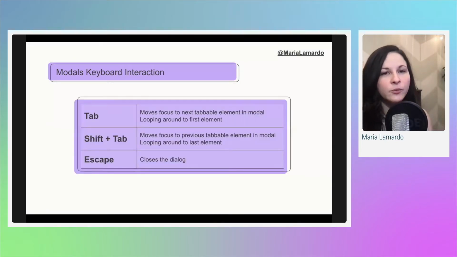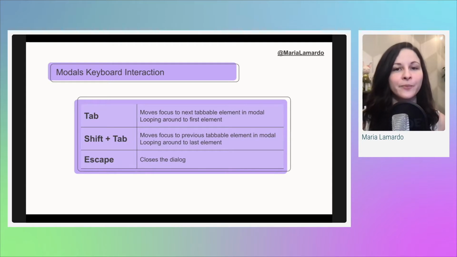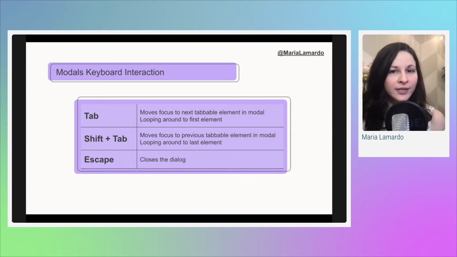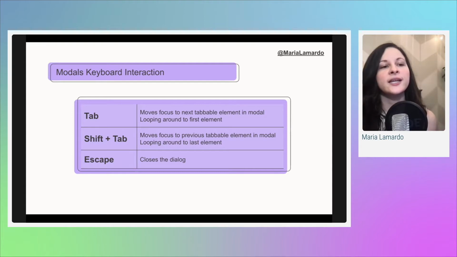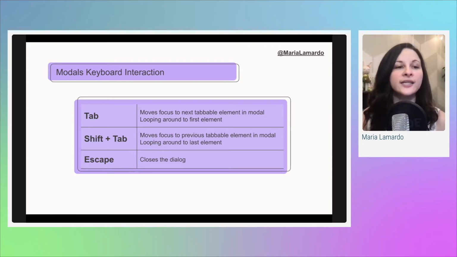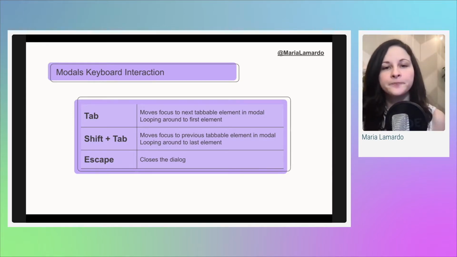Now, looking at the keyboard interactions that are expected, we expect Tab to move focus to the next tabbable element inside the modal. And if you're on the last element, it should loop you around to the first element. And if you press Shift Tab, it should move you to the previous tabbable element, and it should loop you around the modal as well. So this ensures that you're not accessing any of the content that's behind that modal with your keyboard as well. And we also want to make sure that your Escape key will close off that dialog.